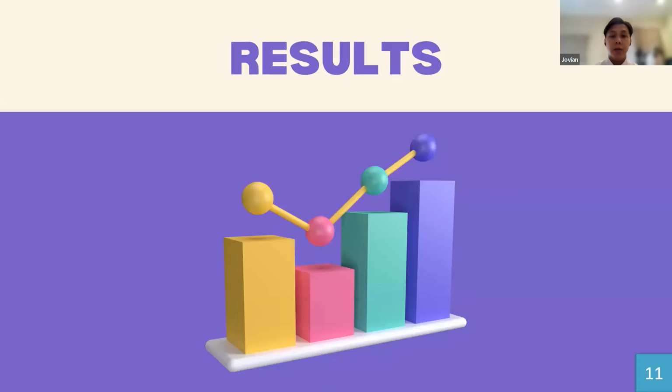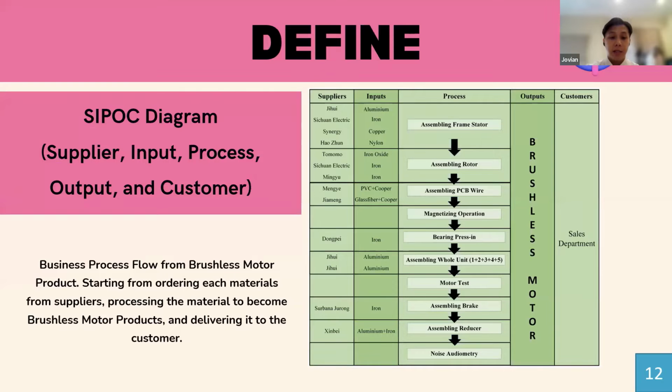And now we go into the results. On the define stage, we can see the SIPOC diagram that shows us the business process flow of brushless motor production, starting from ordering each material from the supplier that will be used in the production process to produce brushless motor products, and then delivering it to customers.